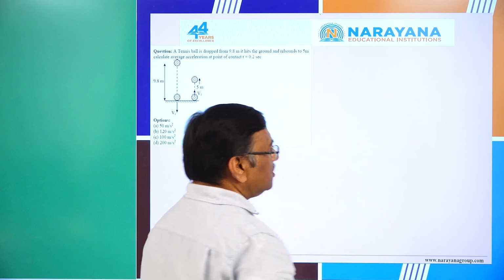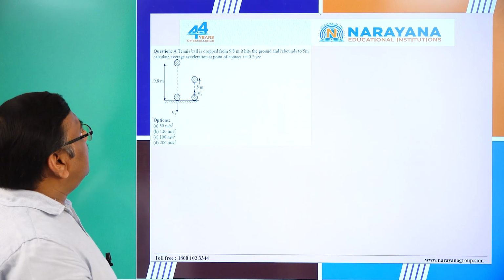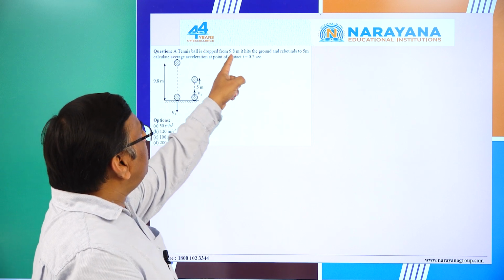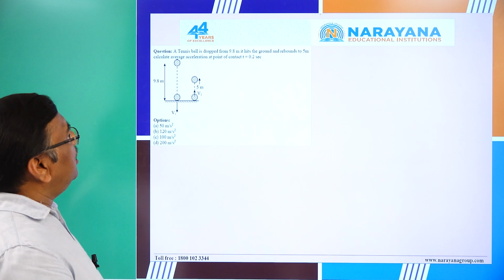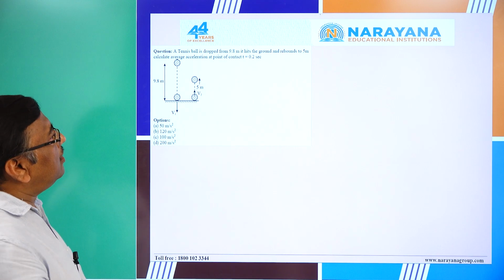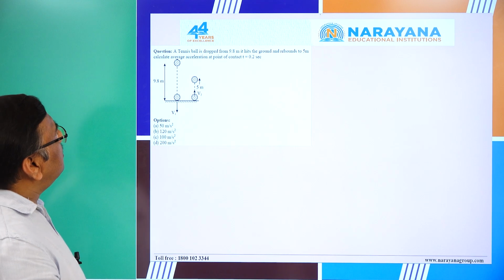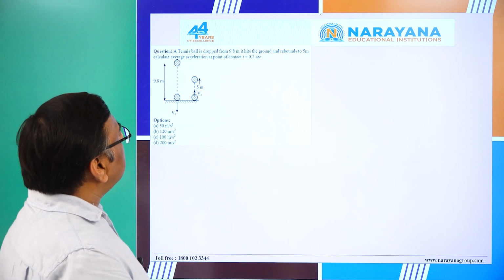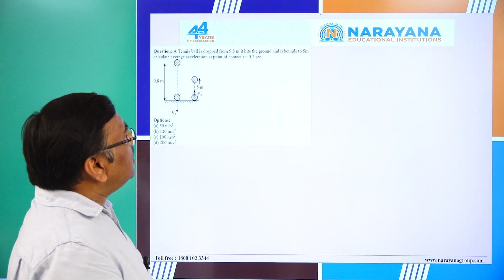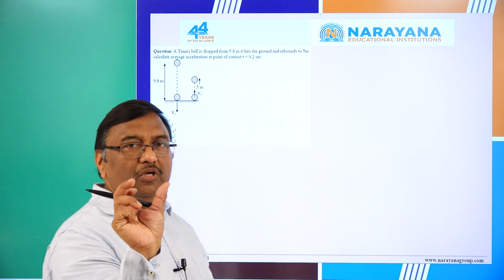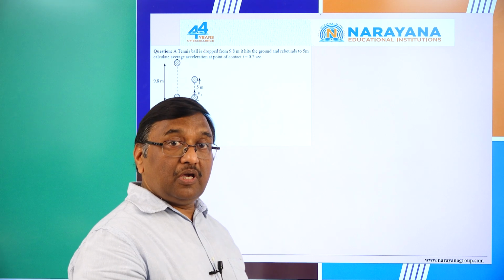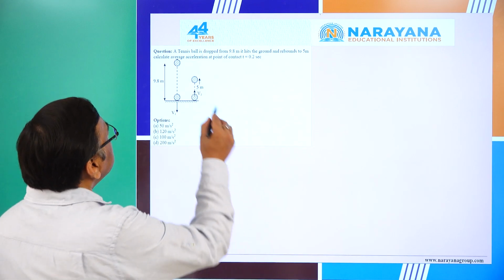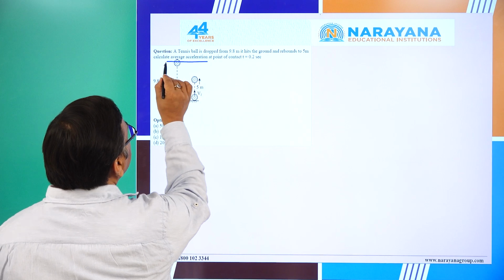Let us go for the next question now. The next question is again on your mechanics. Here we are saying a tennis ball is dropped from 9.8 meter, it hits the ground and rebounds to 5 meter. Calculate the average acceleration at the point of contact, t is 0.2 second. That means this t must be given only for the time of contact on the body.